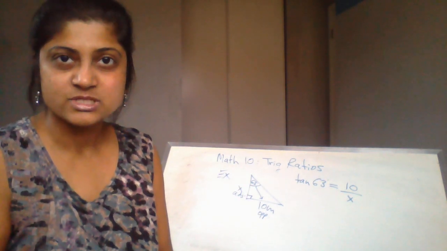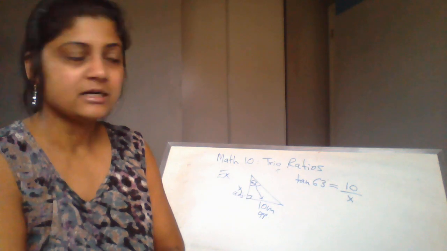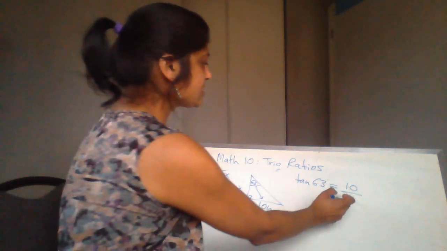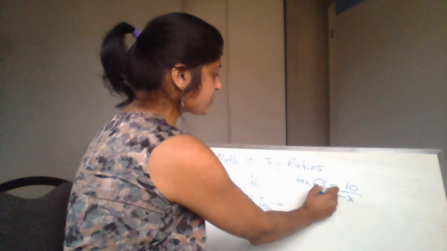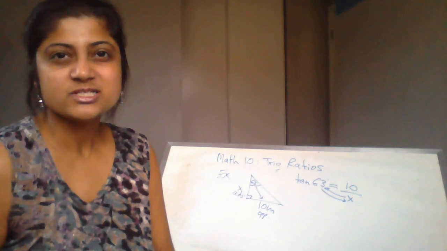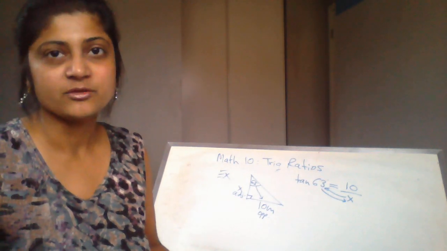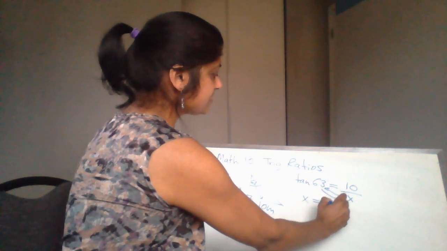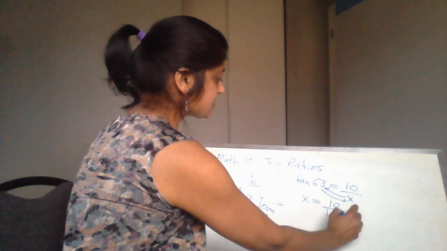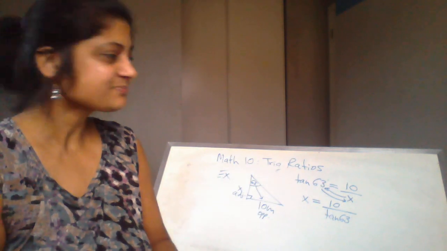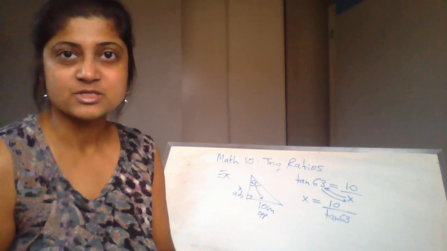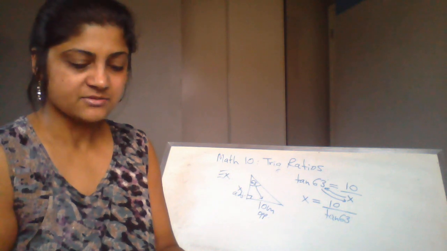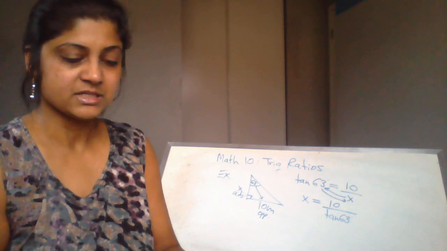I purposely chose this question just so we can see what you do if the variable is on the bottom here. A good way to remember it is, if the variable is on the bottom, I'm just switching the variable with the tan of the angle, so tan 63. So this time, when you're looking for x, it's going to be 10 divided by tan 63 degrees. Does everyone see that? A good rule to remember is if the variable is on the bottom, I have to make sure I divide. I'm not multiplying here. So we're going to do 10 divided by tan of 63 degrees.